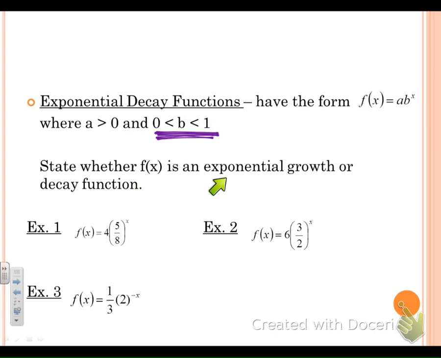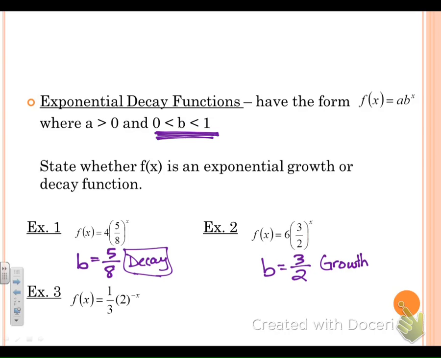For decay functions, in order to be decay, the base is between 0 and 1. When we say state whether the function is an exponential growth or decay function, I'm really paying attention to that base. Yesterday, all the bases were bigger than 1. Today, now we're going to see, okay, when is the base between 0 and 1? So you've got to pick out the bases in each example. So first one's decay. So this base is written like a fraction, but it's bigger than 1, so it's actually growth. Check that on homework. Be careful on that. Not all fractions are going to be decay.